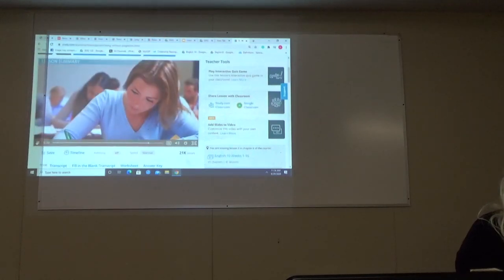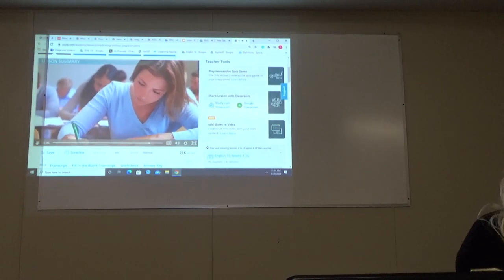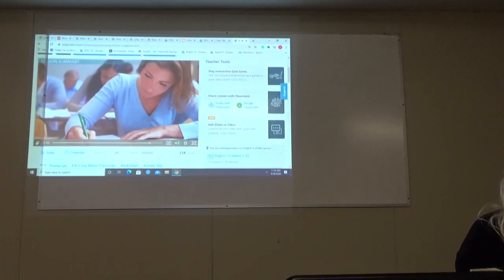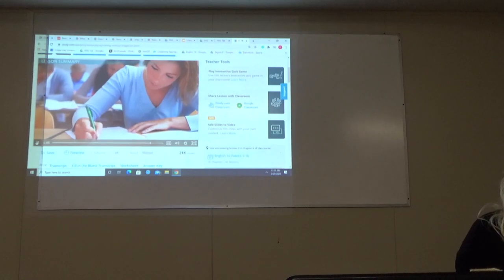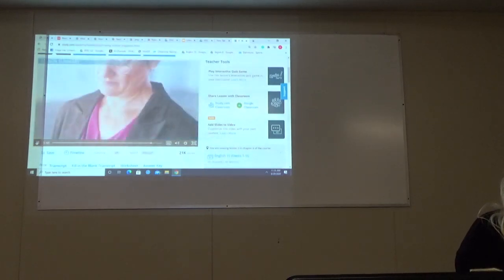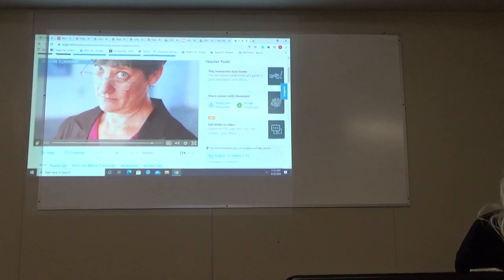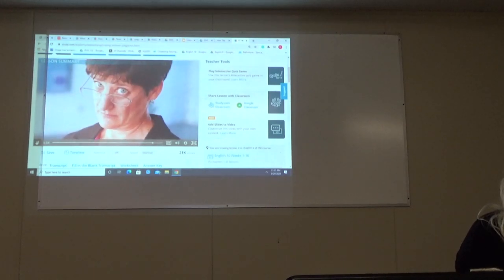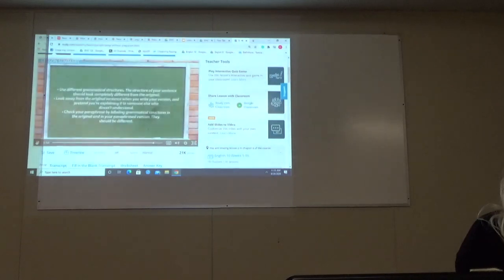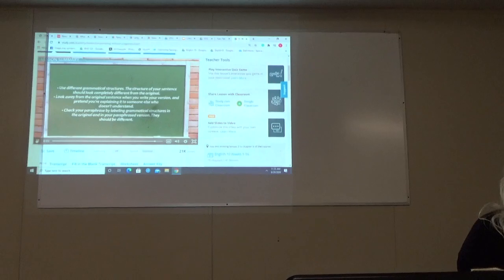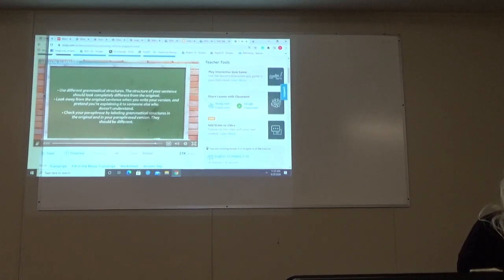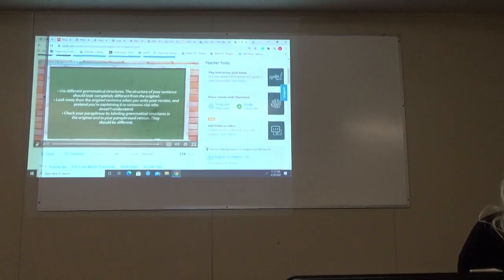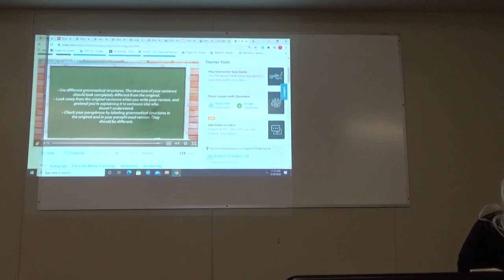If you do want to use someone else's exact words, put them in quotation marks so the reader knows they aren't yours, and always remember to cite the source of any ideas that aren't yours. When you want to paraphrase someone else's ideas in your own writing, follow these tips to avoid plagiarizing. Use different grammatical structures. The structure of your sentence should look completely different from the original. Look away from the original sentence when you write your version, and pretend you're explaining it to someone else who doesn't understand. Check your paraphrase by labeling grammatical structures in the original and in your paraphrased version.